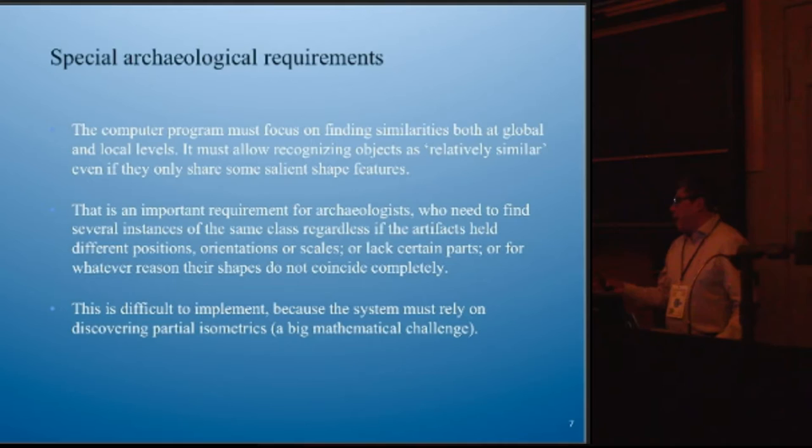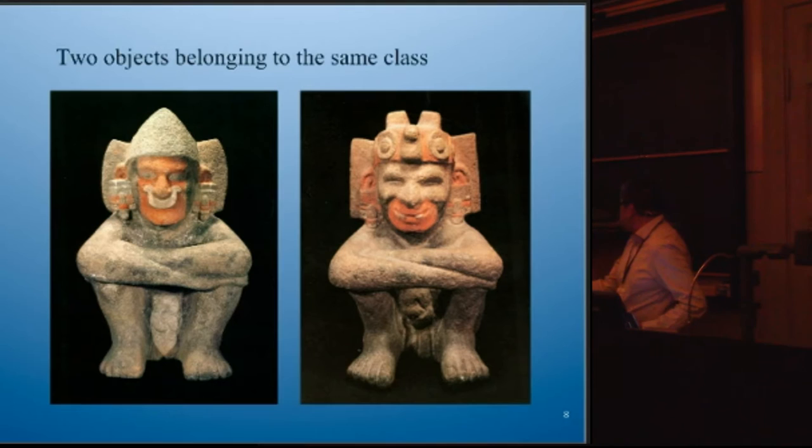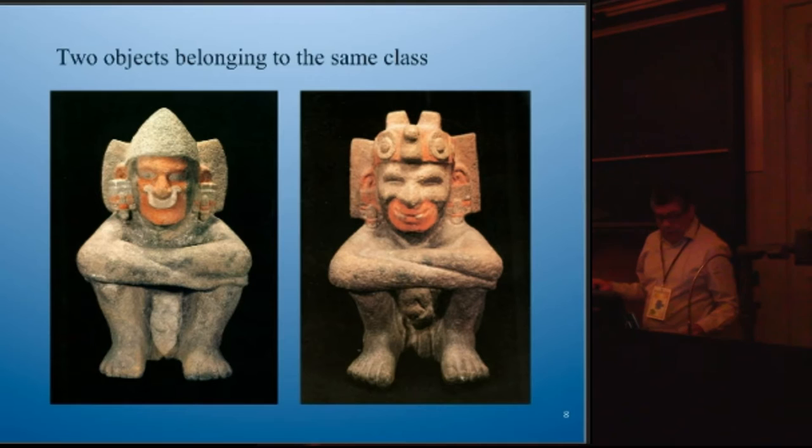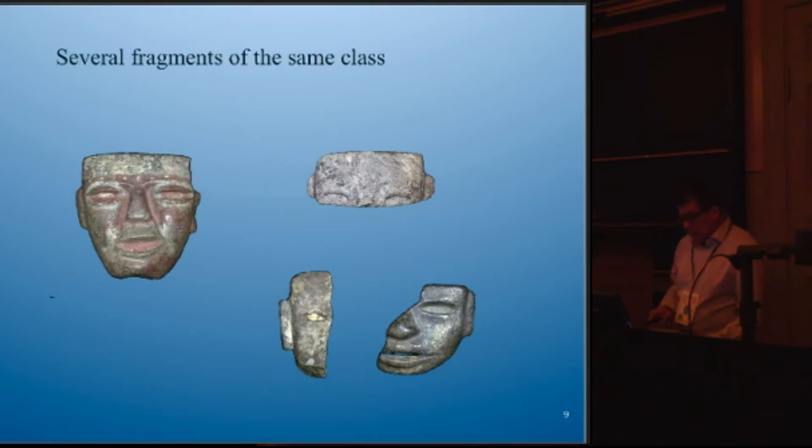In this case, we have one example of class differences. This is an object of the same class, but obviously the headdress of the figure is different in both objects. So we want the machine to be able to retrieve and classify both artifacts. Then we have the other problem, the problem with fragments. We have these four examples. They came from masks. We also need to address the problem that archaeologists, in our collections, have a lot of fragments.